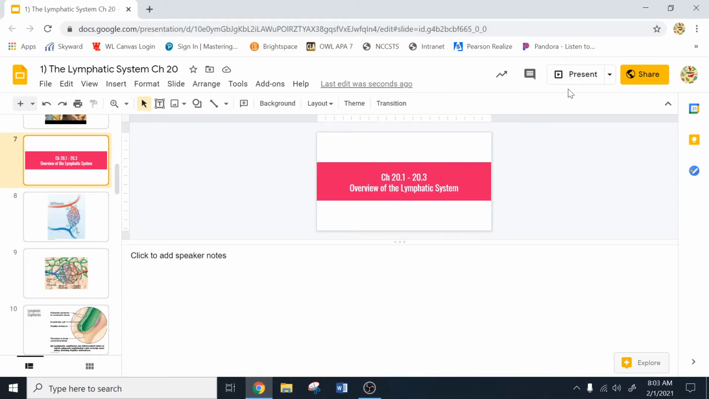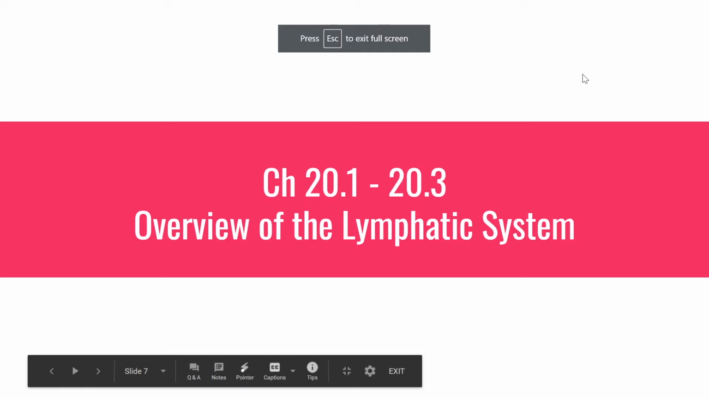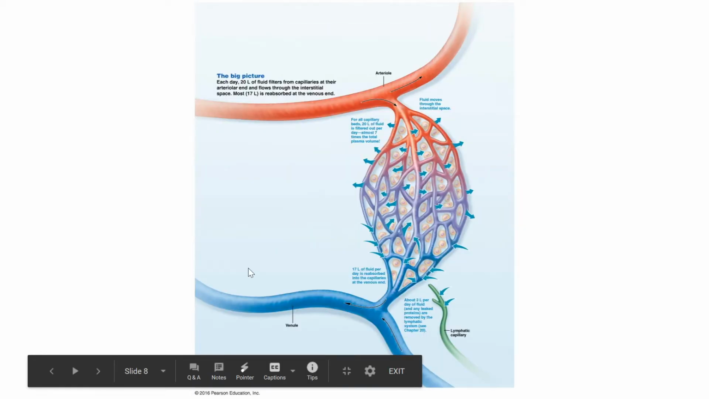Hello. Today we're going to talk about the lymphatic system. So let's take a look at this diagram. Hopefully it looks familiar to you.